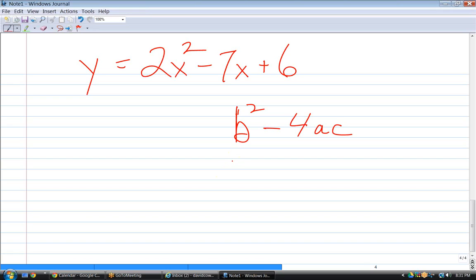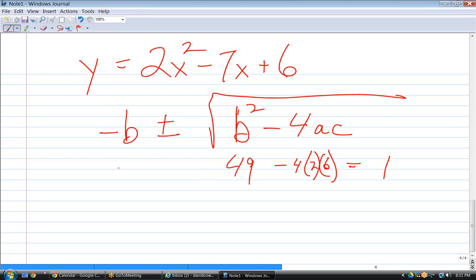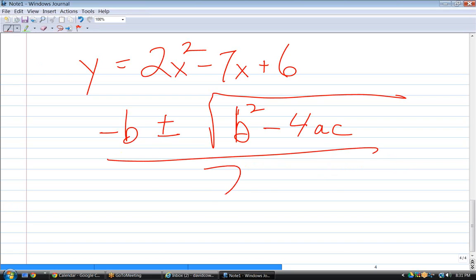Negative 7 squared is 49, minus 4 times 2 times 6. 49 minus 48. The discriminant is 1. So what does that say about our solutions to the quadratic formula that has that inside of a radical sign? There are 2 real roots? Yes.